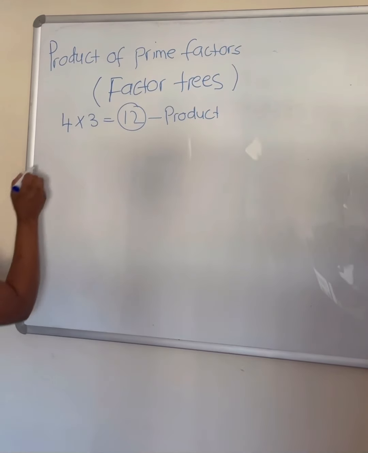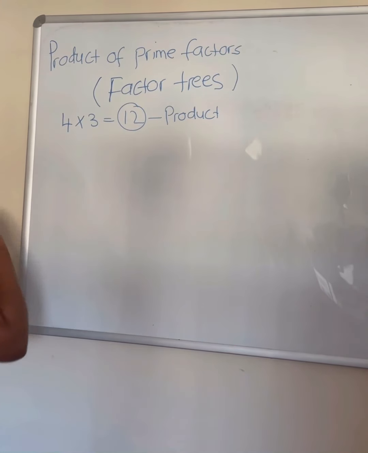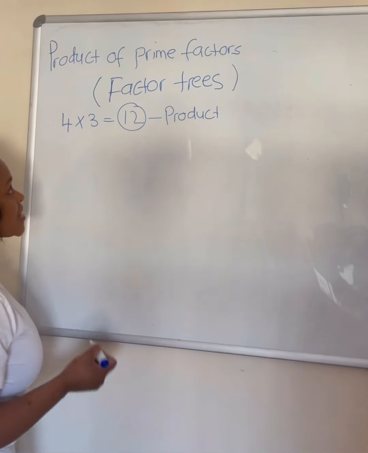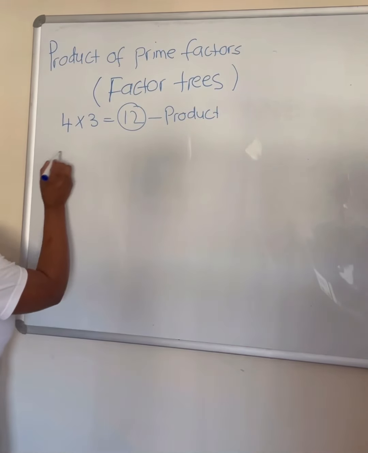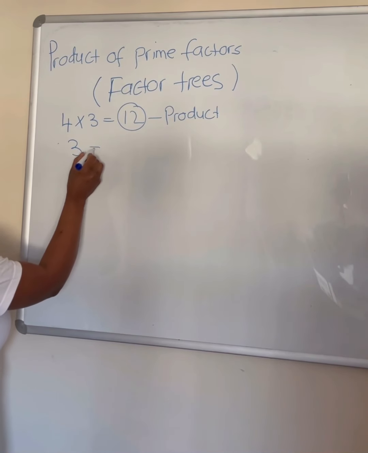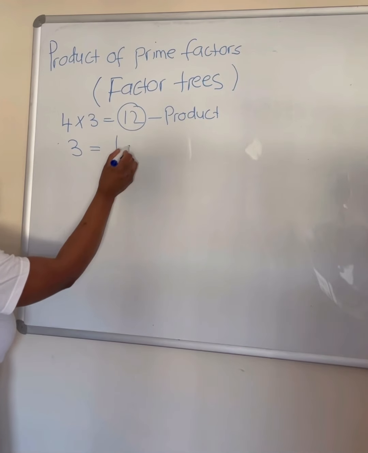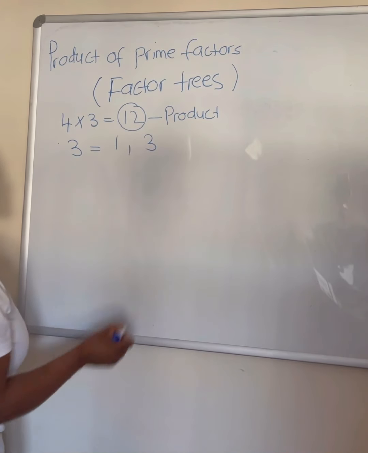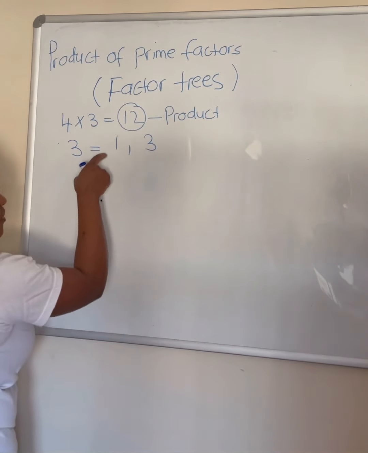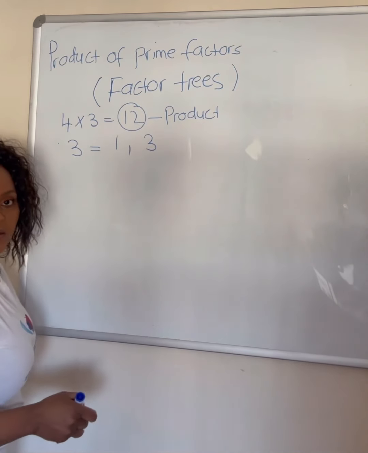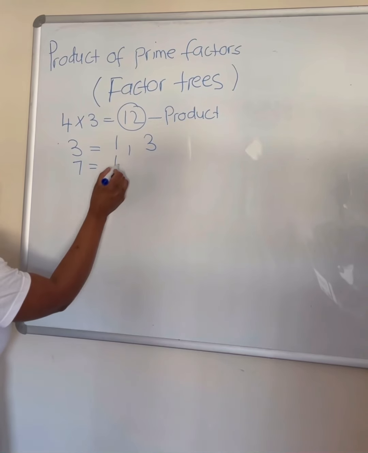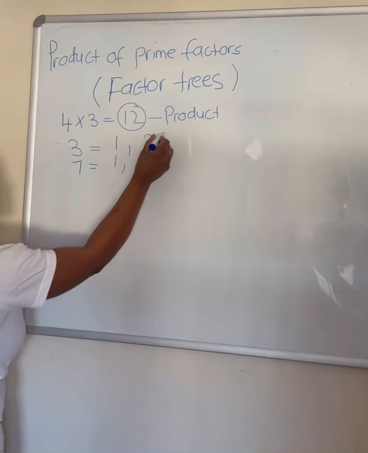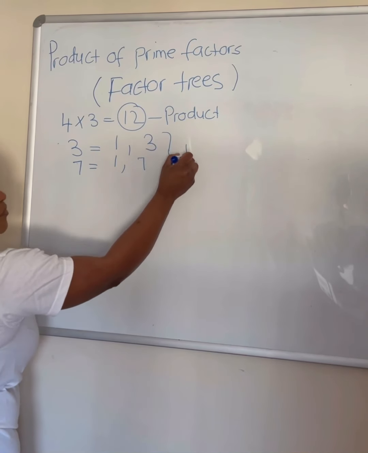Prime number. A prime number is a number that can only be divisible by 1 and itself. Prime numbers are 3. If we list factors of 3, we can only get 1 can go into 3 and 3 can go into 3. So it has only 1 and itself as a factor. Let's try another one. 7. 7 has only 1 and 7. So these numbers, we call them prime numbers.